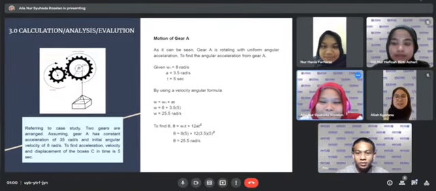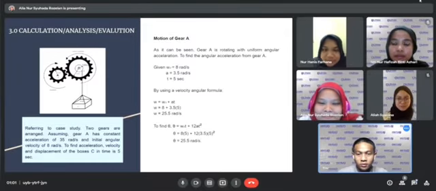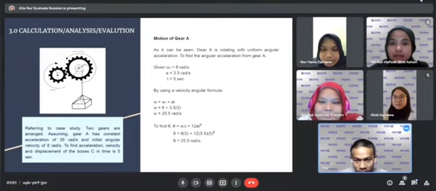To find theta, equal to initial angular velocity times time plus one half alpha t squared: 8 times 5 plus one half times 3.5 times 5 squared. We get 25.5 rad per second. Next.